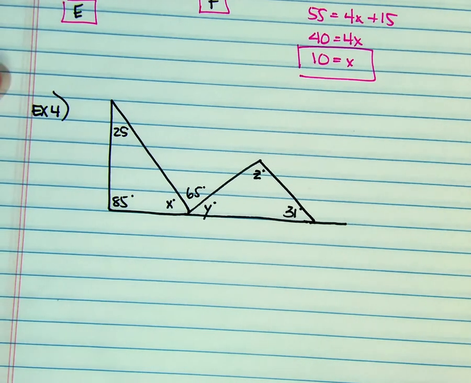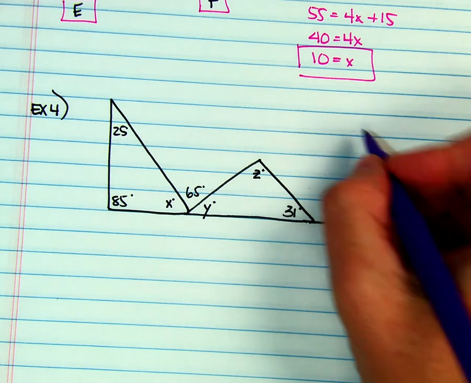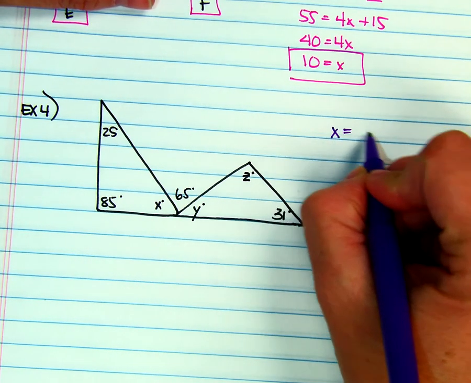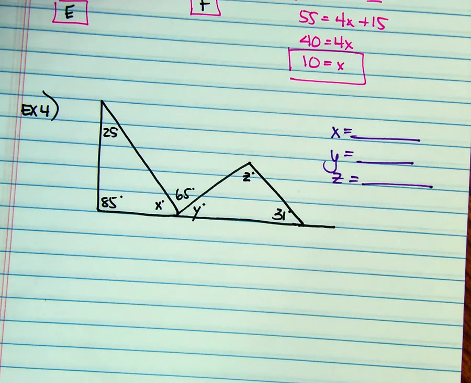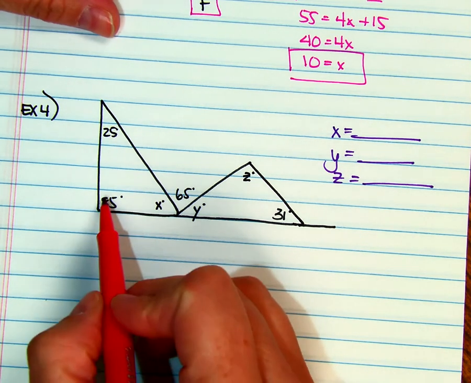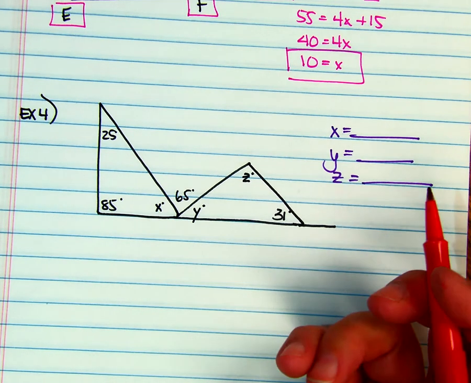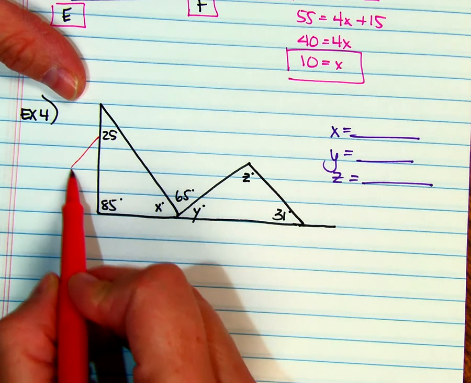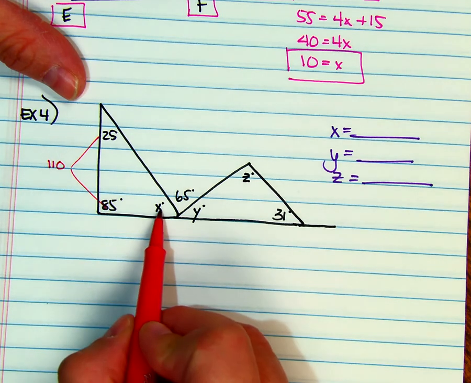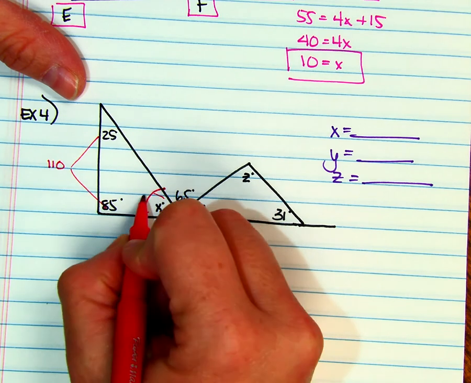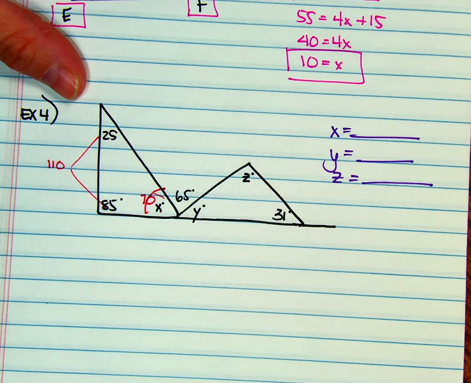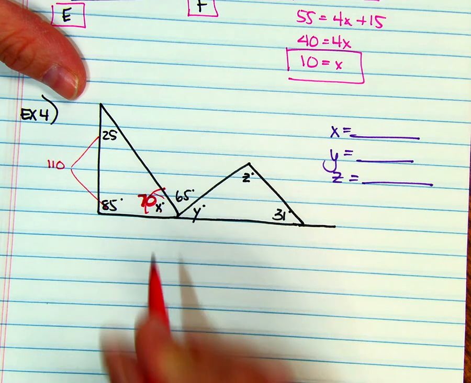Example 4, again, go ahead and pause it so you can draw the diagram. On this one, we are looking for x, y, and z. So the first thing I always like looking for is the obvious, meaning usually the obvious to look for is if you have two of the three measures of a triangle, then you have enough information to find the third one. So those two together give me 110, which leaves 180 minus 110. So that means that this is going to be 70.